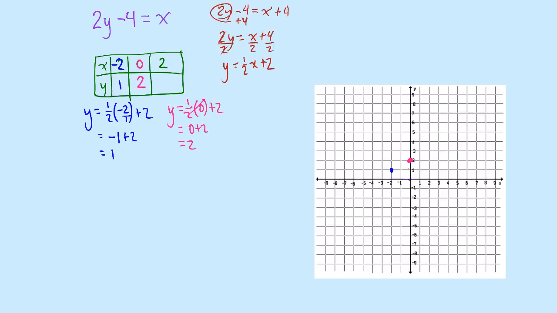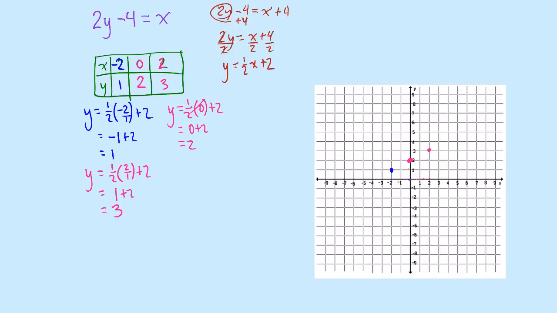Finally, let's take a look at if x equals 2. So we say y equals 1/2 times 2 over 1 plus 2. 1/2 times 2 is 1, plus 2 is 3. So I have the point 2, 3. So I go 2 in the x direction, 3 in the y direction, and then I make my point.